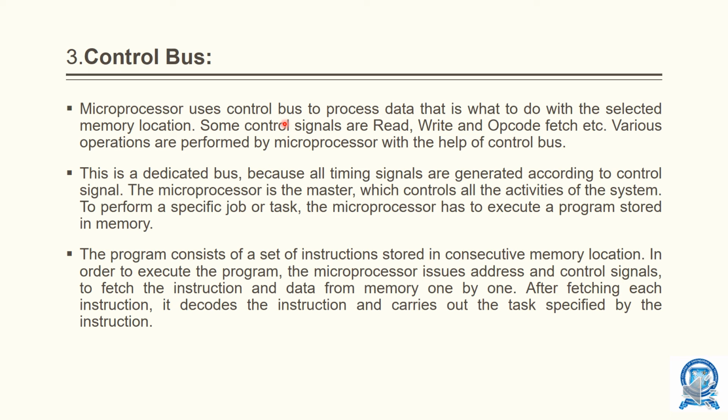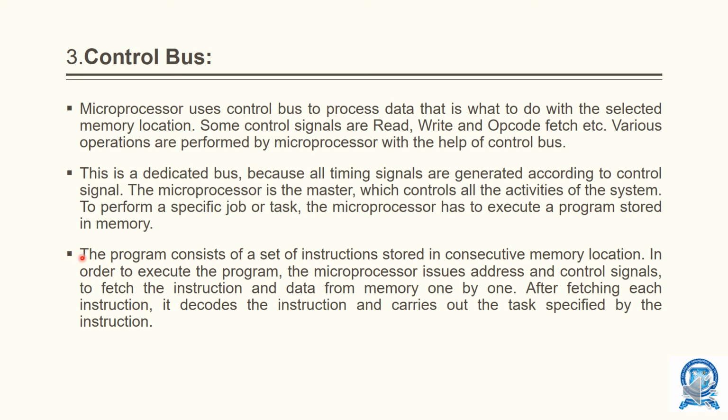Next comes the control bus. The microprocessor uses the control bus to process data, that is, what to do with the selected memory location. Some control signals are read, write, opcode fetch, etc. Various operations are performed by the microprocessor with the help of the control bus. This is a dedicated bus because all timing signals are generated according to the control signals. The microprocessor is the master which controls all activities of the system.